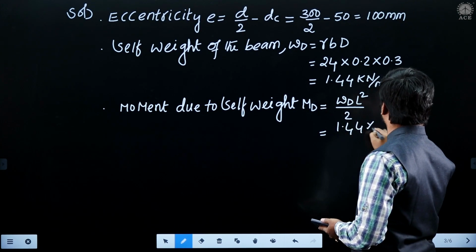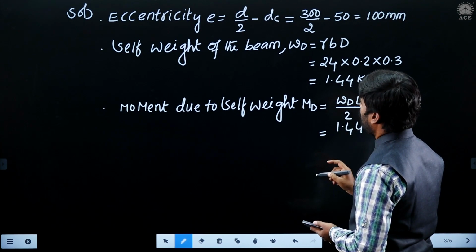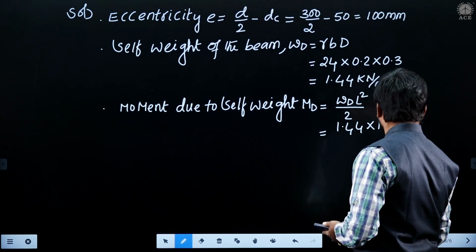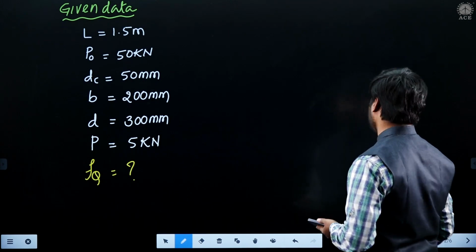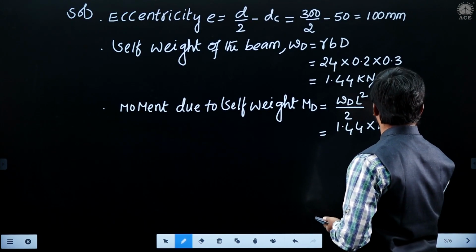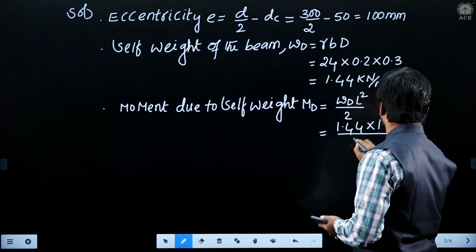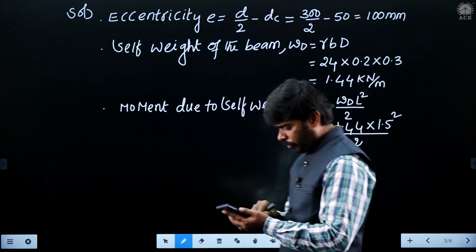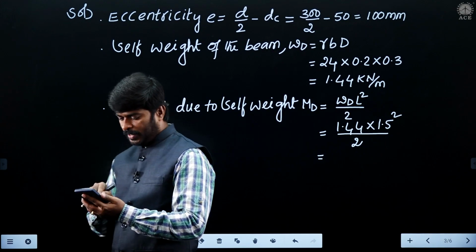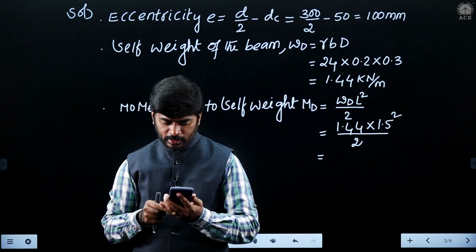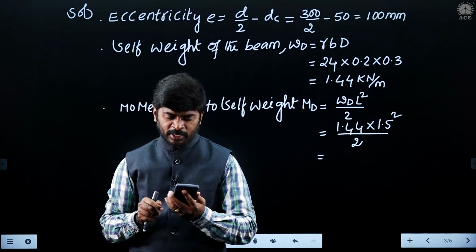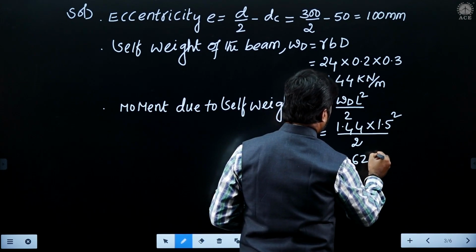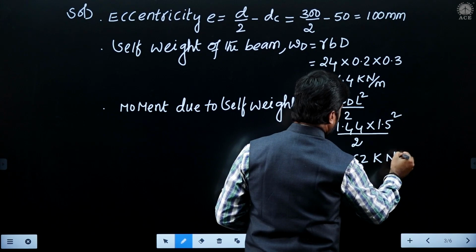1.44 into what is the span of the beam? It is 1.5 meters. Check it once. Span of the beam, yes, 1.5 meters, square upon 2. My dear, simplify. 1.44 into 1.5 square upon 2. I am getting 1.62 kilonewton meter.